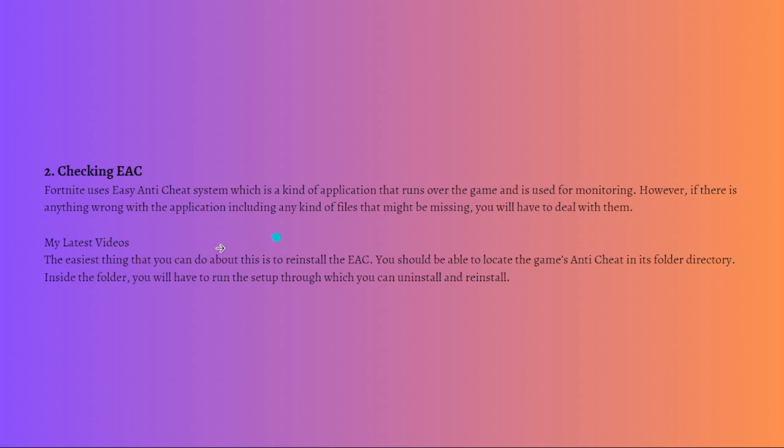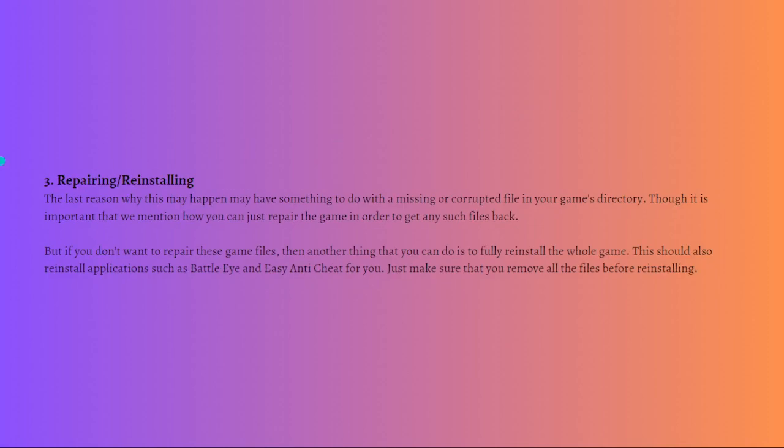to deal with them. So the easiest thing that you can do about this is to reinstall the Easy Anti-Cheat. And you should be able to locate the game's anti-cheat in its folder directory. And inside the folder, you will have to run the setup through which you can uninstall and then reinstall the Easy Anti-Cheat program. And then next, what you can do is repair or reinstall the game.